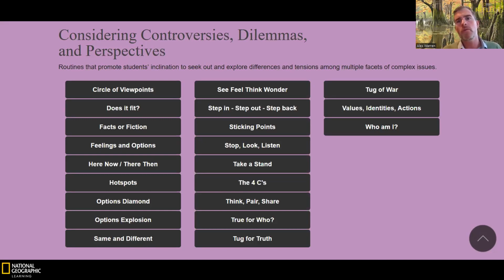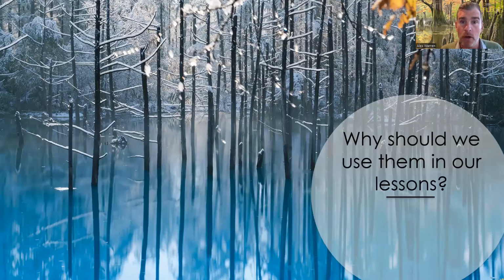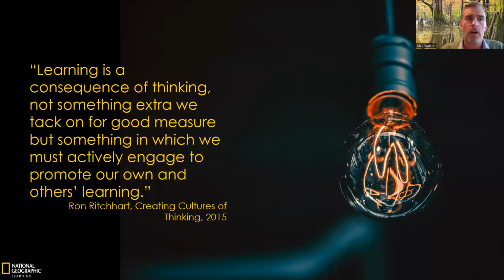Okay, so why then should we use them in our lessons beyond what we've already spoken about in terms of preparing students for real life? Well, I'm going to leave it to Ron Richard, who is the head of Project Zero, the brains behind these routines. And he very simply says that learning is a consequence of thinking, not something extra we should tag on for good measure, but something in which we must actively engage to promote our own and others' learning. And this is important, not just for teachers, but for other students too.